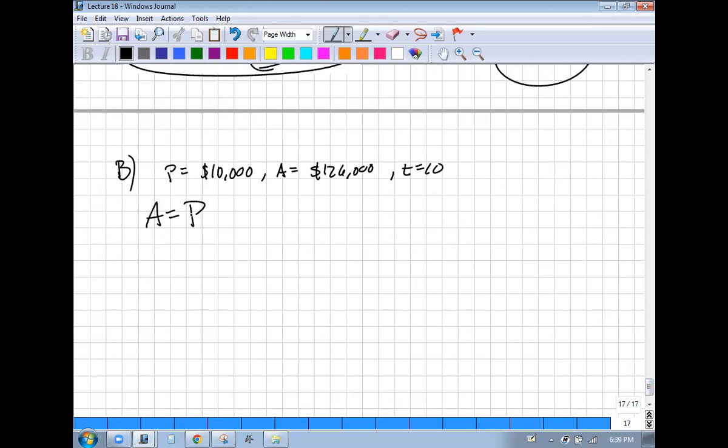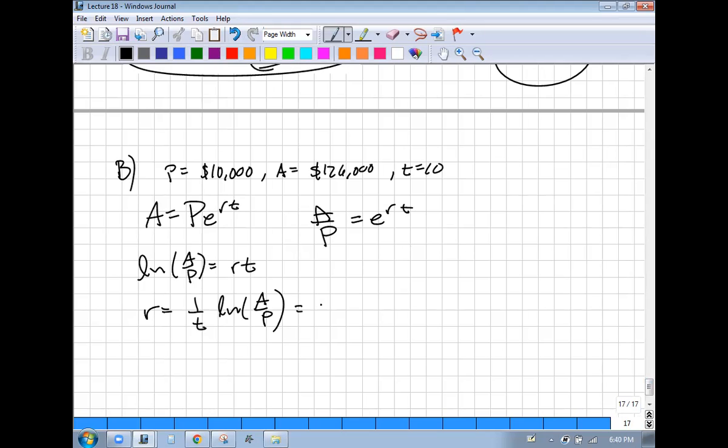But if we're going to find our R here, okay, well, divide both sides by P. Take the natural log of both sides. And then divide both sides by T. So R is 1 over T, natural log of A over P. You're going to do this a whole lot.